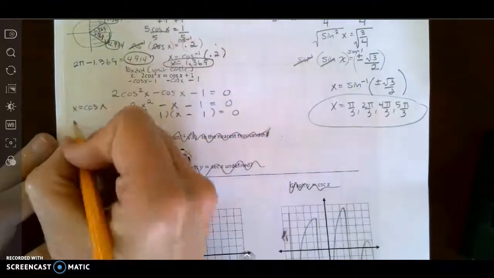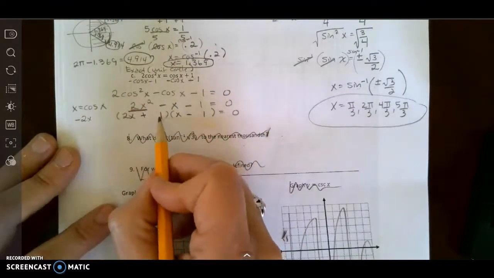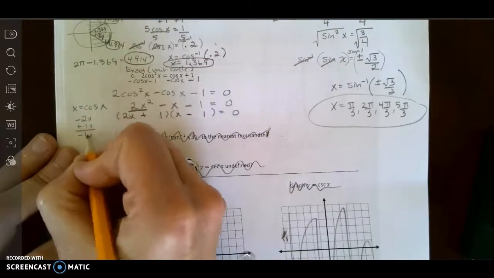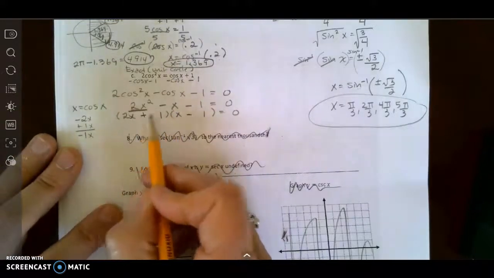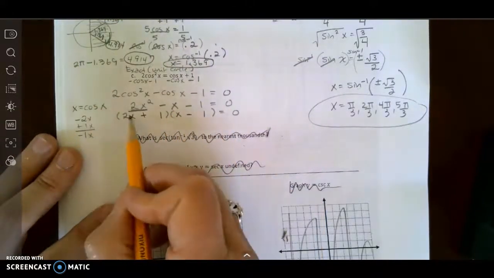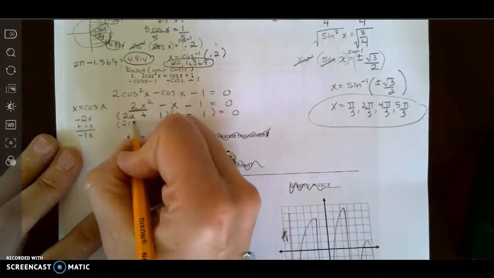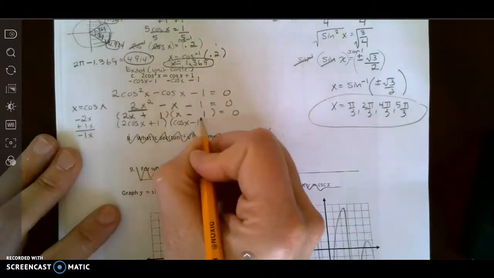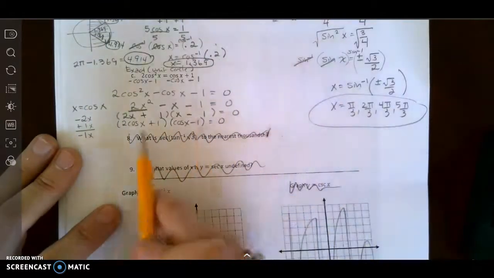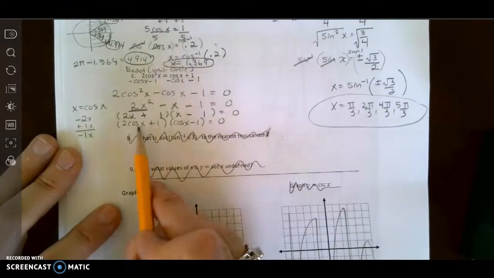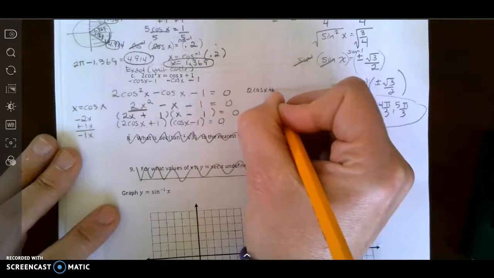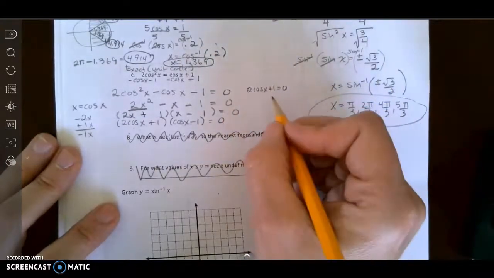2x times negative 1 is negative 2x. 1 times x is 1x. And I get negative 1x, which is what I wanted. So my factoring is correct. Now I put cosine of x back in. And then I'm going to have to set each of these factors equal to 0, because one of them has to be 0 in order to get a product of 0. So I've got 2 times the cosine of x plus 1 equals 0. Let's start with that one.